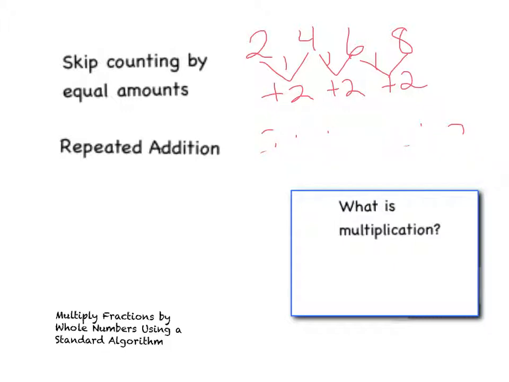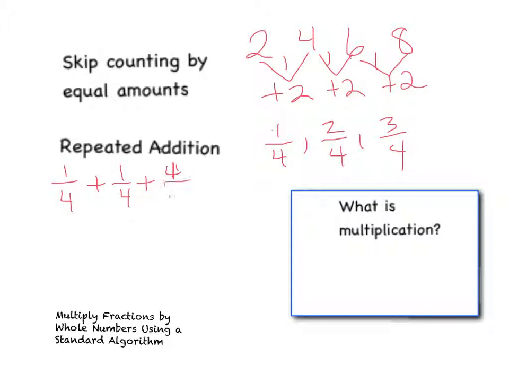Now, what would that look like as a fraction? Let's discuss what that would look like. So if we were to skip count by equal amounts, and let's say those equal amounts are 1/4, we would say 1/4, 2/4, 3/4. That would be skip counting. What would that look like with repeated addition? That would be 1/4 plus 1/4 plus 1/4. That's repeated addition. Now, these are all ways of multiplying.